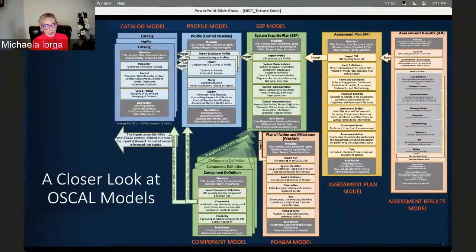The OSCAL catalog model combines assessment objectives and methods with security controls because some control catalog formats such as COBIT-5 address assessment information directly, others in separate documents, but combining the information we found is extremely valuable. Therefore, OSCAL supports the structures. So the OSCAL profile layer, which is the OSCAL profile model, the second model from the left, defines a specific set of selected security controls requirements from one or more control catalogs.